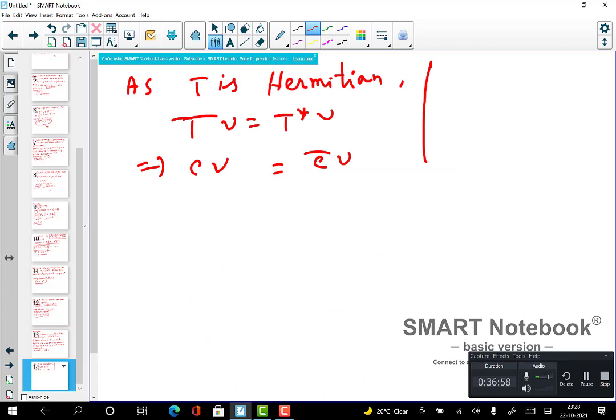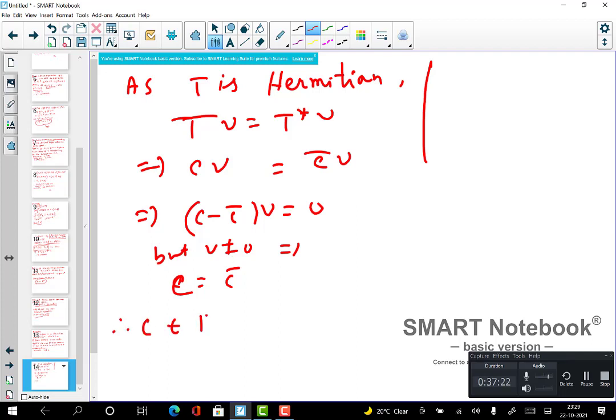And for a normal operator, you know that T star of V equals C bar V, right? That tells you that (C minus C bar) V equals 0, but V not equal to 0 implies C equals C bar. So C is real, thus C is a real number, C belongs to R. So eigenvalues are all real for self-adjoint operators. It is not true for normal operators or other operators, but when you have a self-adjoint operator, the eigenvalue must be a real number.